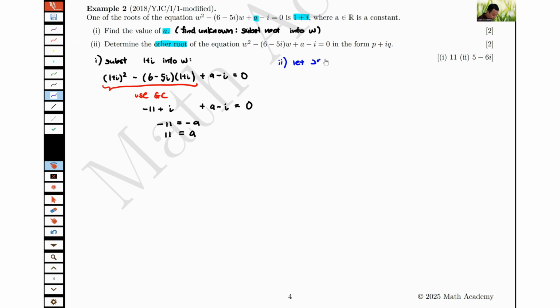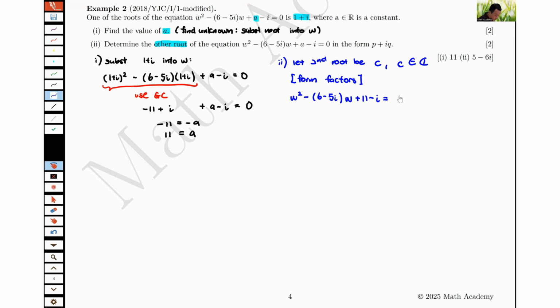Let's let the second root be a constant C, where C is a complex number. This is the notation for set of complex numbers. The concept is to form factors. So let's copy the initial equation on the left. This is the initial equation given in the problem.